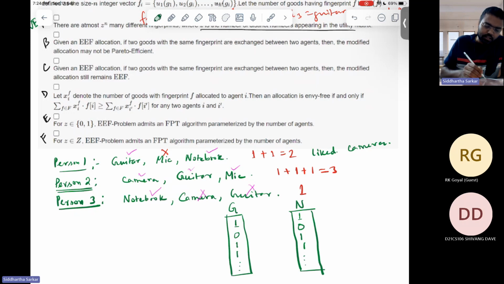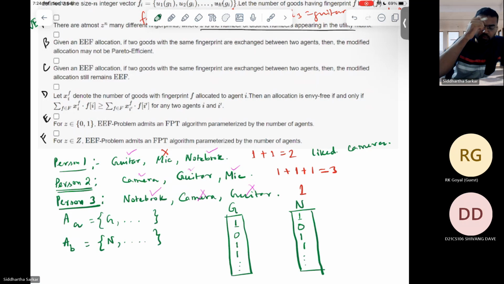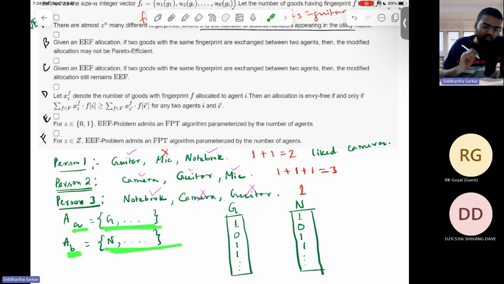So let us say there is an agent A. In the box of A, there exists a guitar and certain other things. And there is an agent B. In the box of B, there is this notebook and certain other things. So we are following the same convention. So A is the box of agent A and B is the box or bundle of agent B. So A has received a guitar and certain other things. B has received a notebook and certain other things.